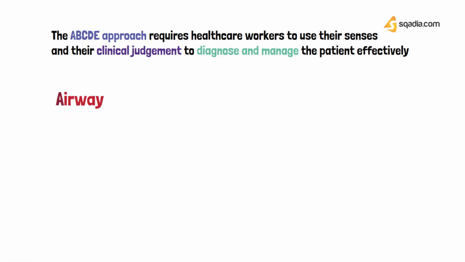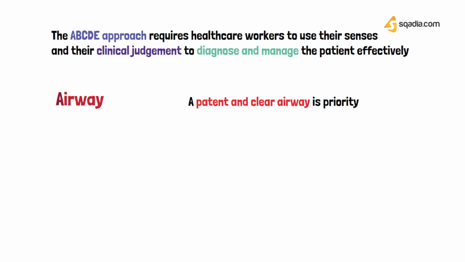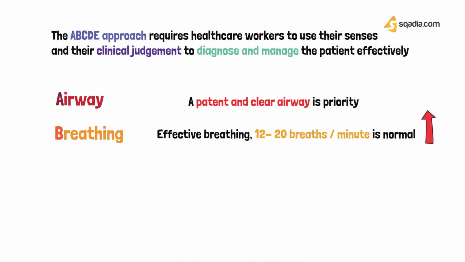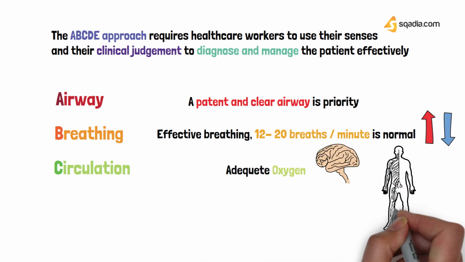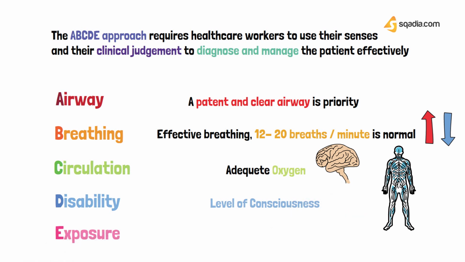So A stands for airway. A patent and clear airway is very important. Breathing. The patient should be breathing at around a rate of 12 to 25 breaths per minute. Anything more or less than that is abnormal. Circulation. Adequate oxygen supply should be available for the brain and the rest of the body. D stands for disability. We need to make sure and assess the level of consciousness of the patient. Exposure. We're going to look at signs of concern which are present around a patient.